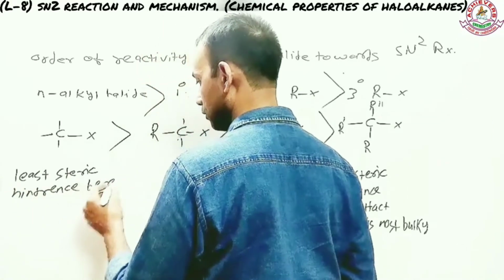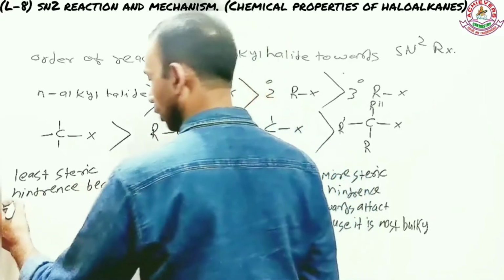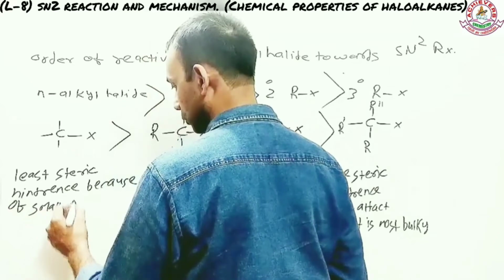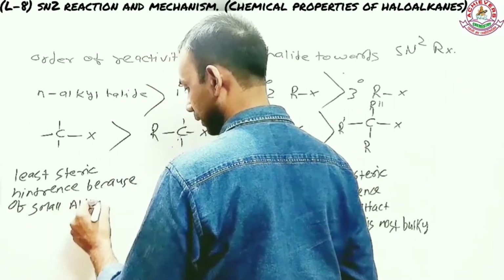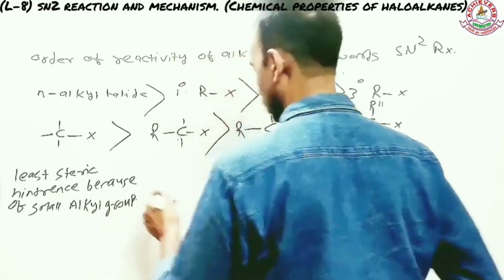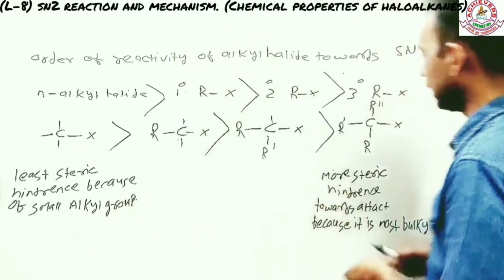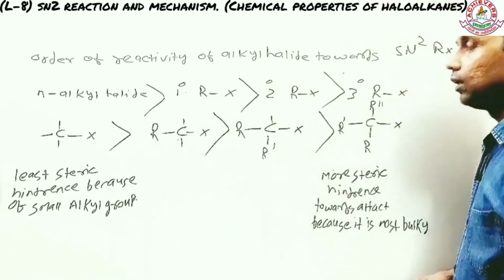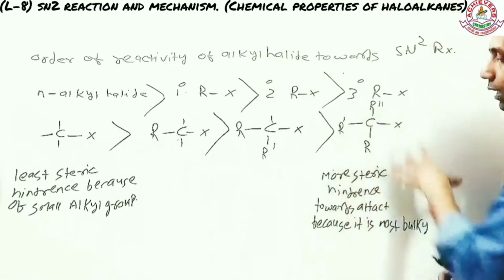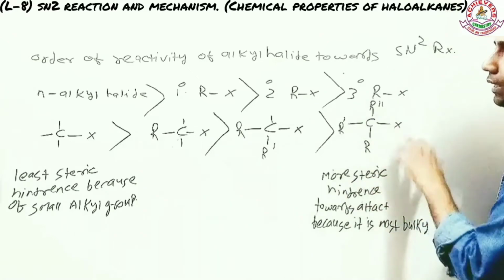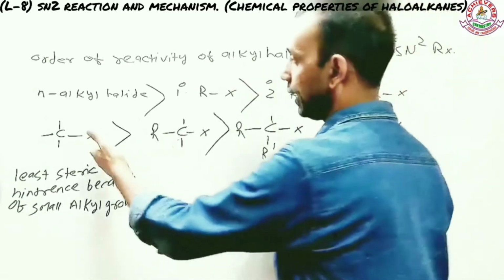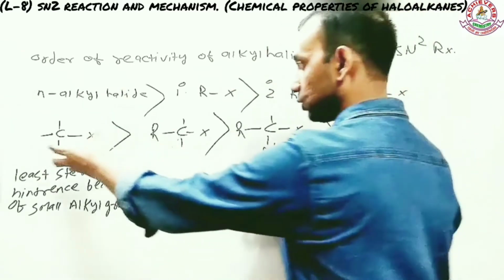because of the small alkyl group, and so on. So what I mean here, a very, very important thing, is that the tertiary alkyl halide is not very reactive toward SN2, because it is bulkier, and because it is bulkier, the reaction is slow. The possibility of the reaction is also very, very low. But N-alkyl halide has the most reactive tendency, because this is quite a smaller group.